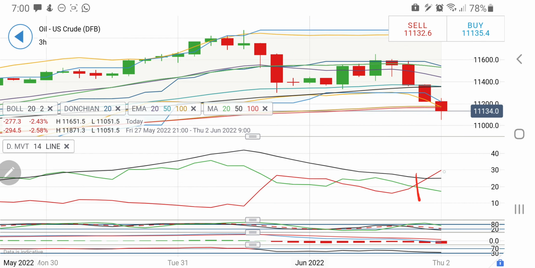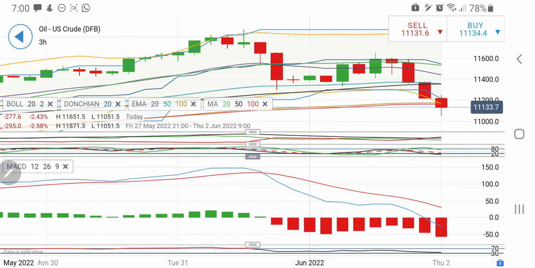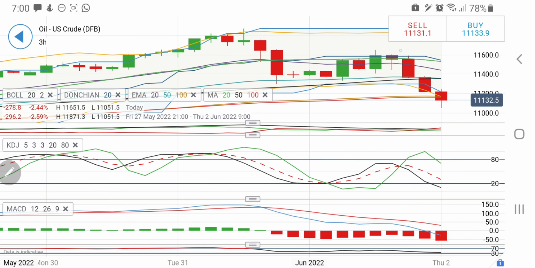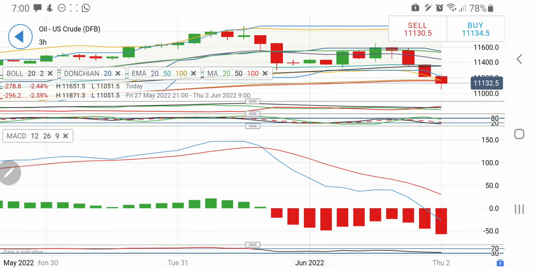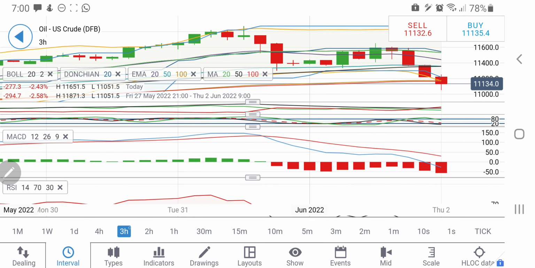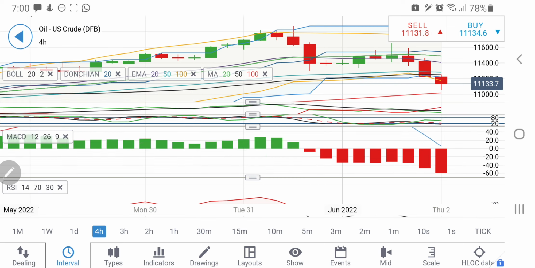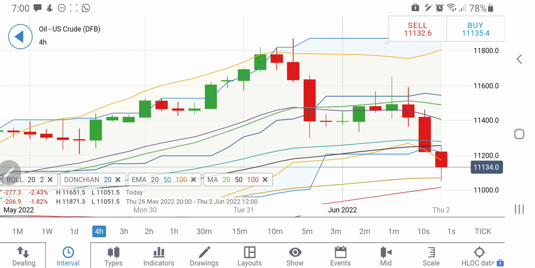Directional movement is extremely bearish here. It is wide divergent, and the stochastic is also oversold here. Similarly, the MACD is wide divergent and extremely bearish. The candle size must start to diminish from here. The RSI is near the bottom on the 3-hour charts.